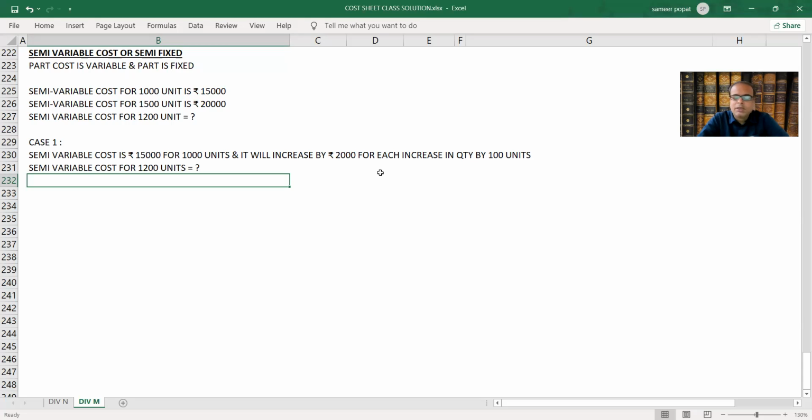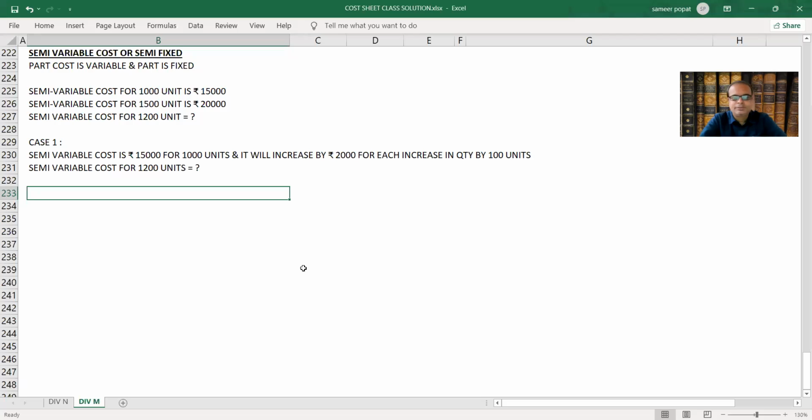First thing, bear in mind, you cannot simply do the cross multiplication work here. You cannot say that for 1000 units it is 15,000, so how much would it be for 1200 units, simply cross multiply and get the answer. That is not possible. That is only allowed in case of variable cost. Semi-variable cost comprises of fixed and variable parts. So here for semi-variable, we cannot simply do the cross multiplication work.